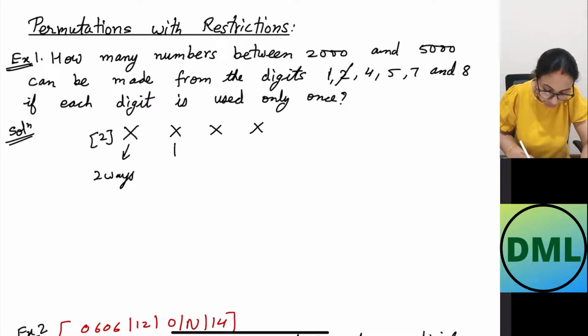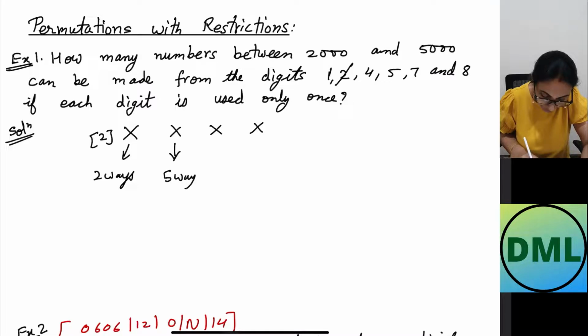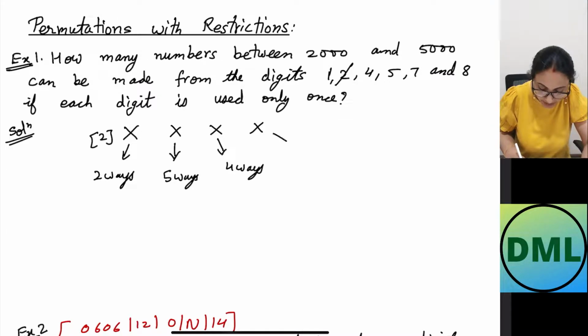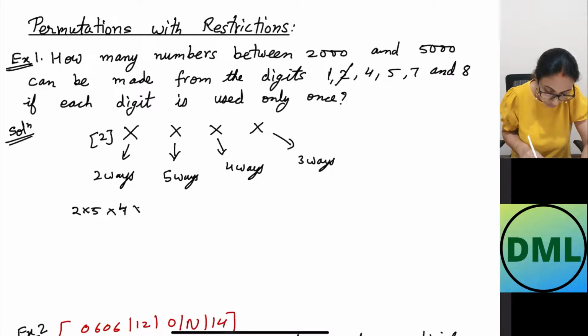Now to fill the next place, the numbers available with us are 1, 2, 3, 4 and 5 numbers. So this place we have 5 ways to do it. The next place can be filled with 4 ways and the next place can be filled with 3 ways. So the total number of ways are given by 2 cross 5 cross 4 cross 3, that is equal to 120.